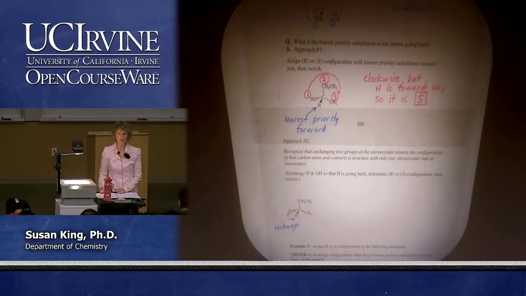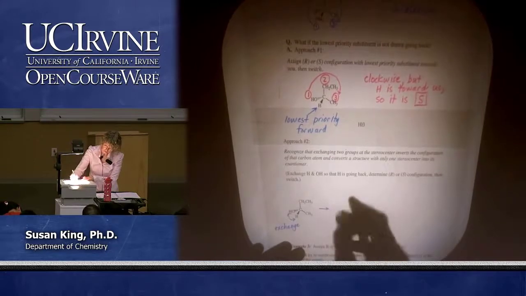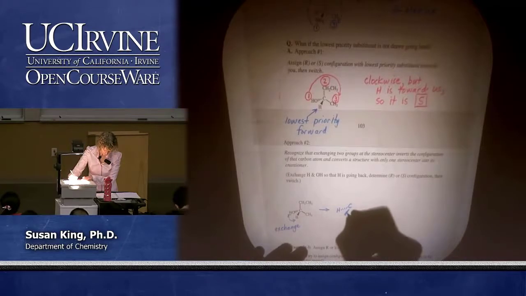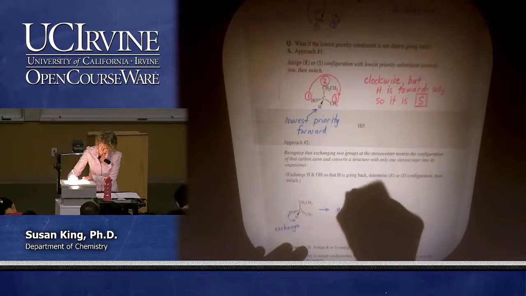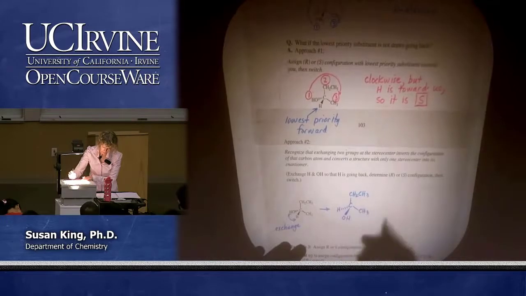If you do exchange 2 groups, I recommend that you write something to yourself to show that you've exchanged 2 groups so that you remember to switch after you're done. All right, so I'm going to just redraw this. Hydrogen going back, methyl coming, hydroxyl coming forward. Ethyl still on top. If I switch two groups, I've changed the configuration to the opposite stereochemistry.